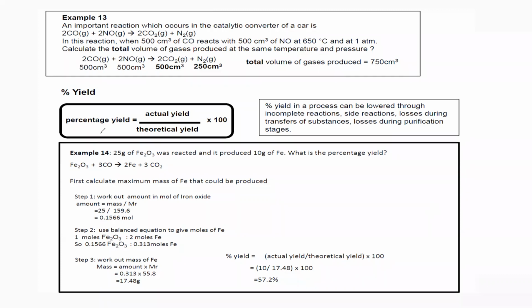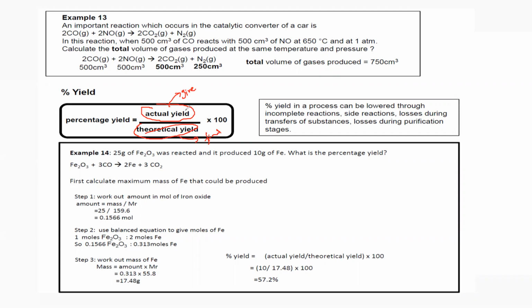Percentage yield, how can it be calculated? It's the actual yield, or actual amount, or practical value, divided by the theoretical value, times 100. Practically, because we are carrying out the experiment, in most questions this value is given. And for the theoretical yield, or amount of product, we first have to find that. Then actual value divided by theoretical, times 100, will give us the percentage yield.